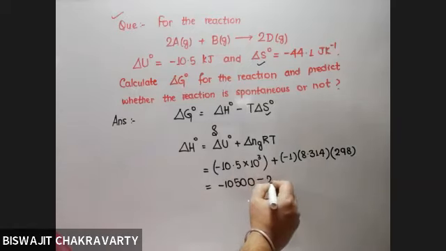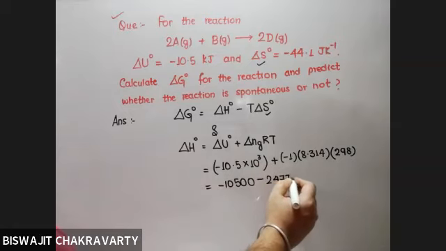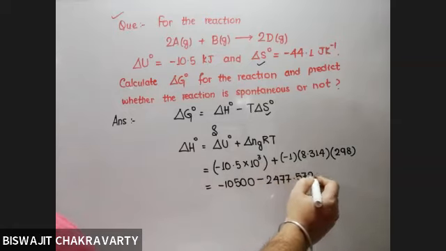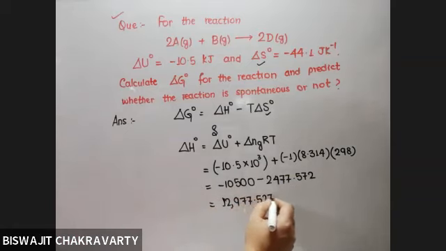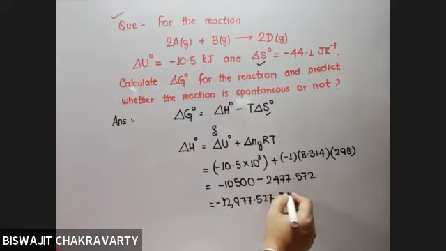I think it is 2477.572. So it will be negative 12,977.572 joules per mole. Okay? Are you getting this? Check it out yourself. I may be wrong.